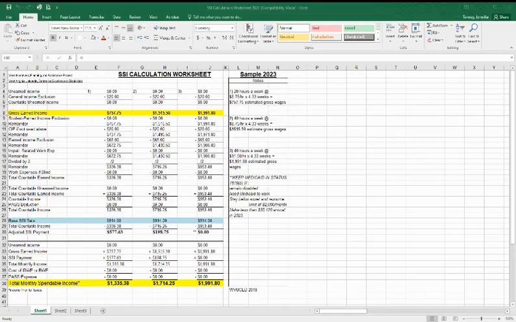Okay, I'm not really sure how to get this off my screen, so we're going to just continue talking while you all look at the calculations worksheet that's up on the screen right now.